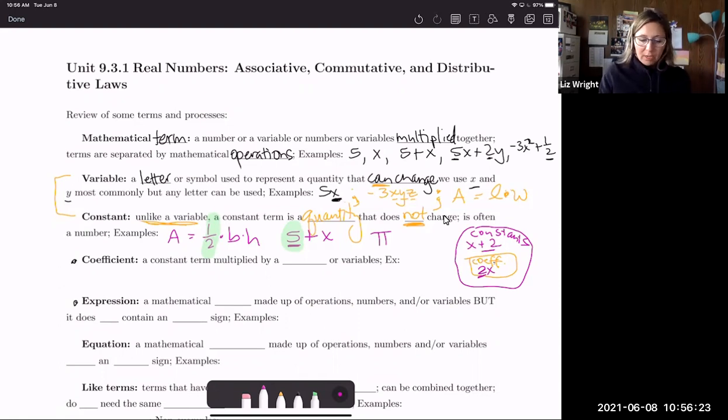All right, so let's talk about that. A coefficient, how do those differ? A constant term is multiplied by a variable or variables.